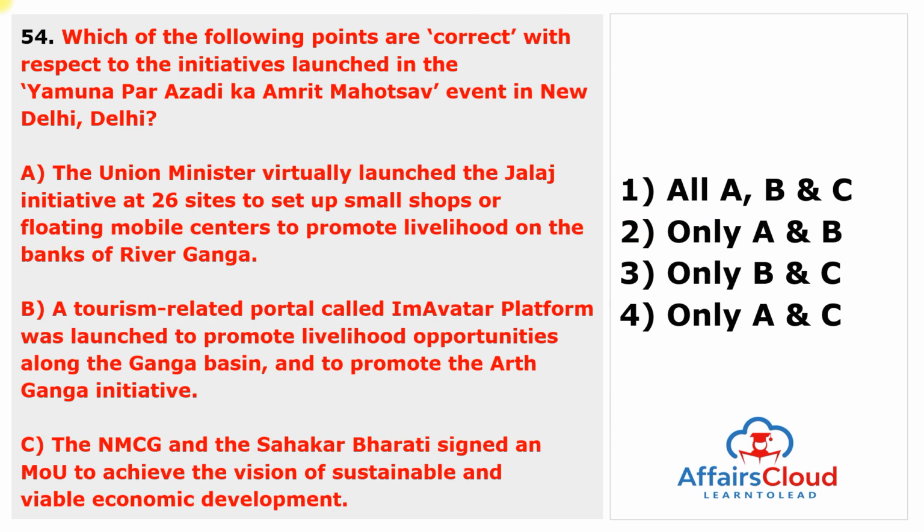Moving to next question. Which of the following points are correct? So we have to find out the correct statement with respect to the initiatives launched in the Azadi Ka Amrit Mahotsav event in New Delhi. So let's read the statements. A Union Minister virtually launched the Jaluj initiative at 26 sites to set up small shops or floating mobile centers to promote livelihood on the banks of river Ganga. So this statement is a true statement.